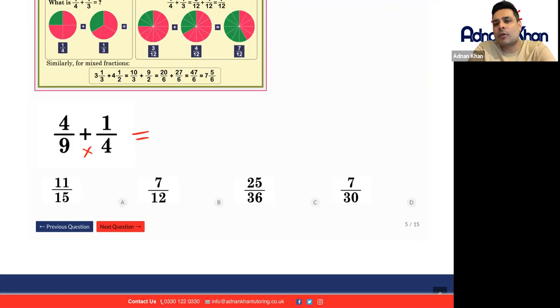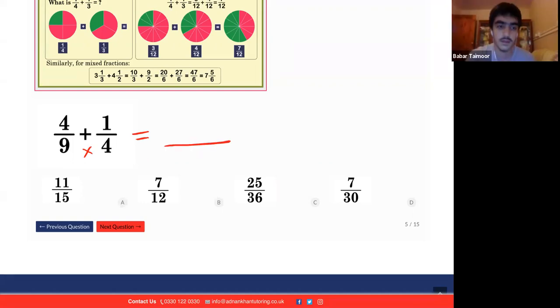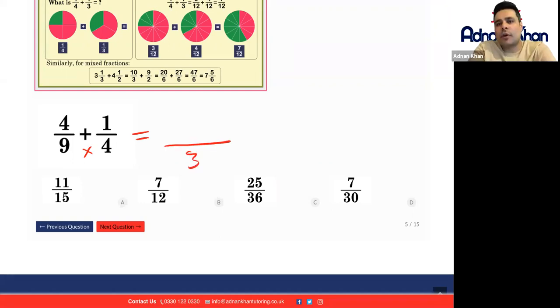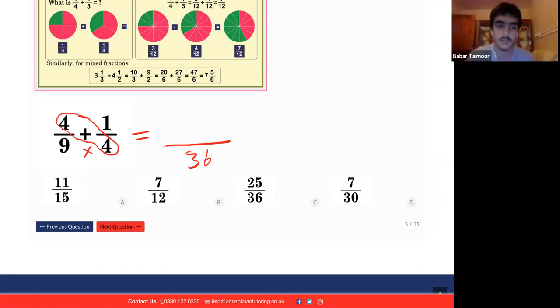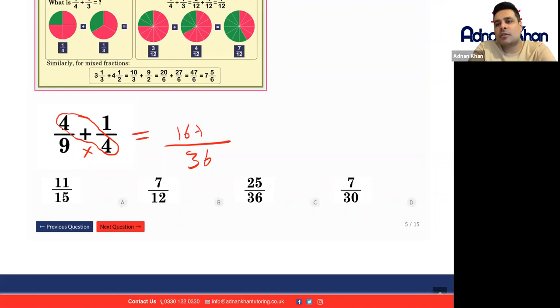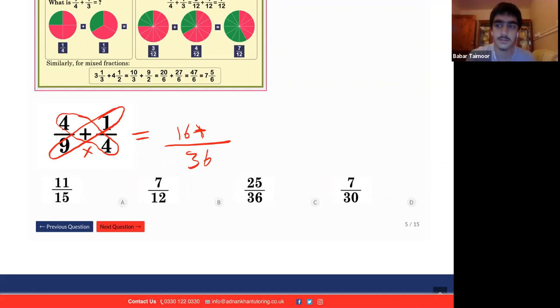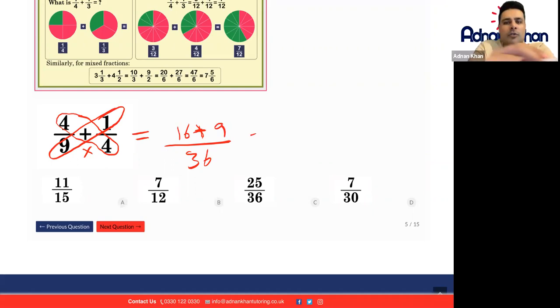So what's 9 times 4? 36. 36, well done. Okay, now we're going to do the diagonal. So multiply the diagonal number. 4 times 4 is 16. 16, okay. Because this is an add fraction, we just put the plus sign in the middle. Do the same thing on the other diagonal. 9 times 1 is? 9. Okay, and do 16 add 9 altogether.